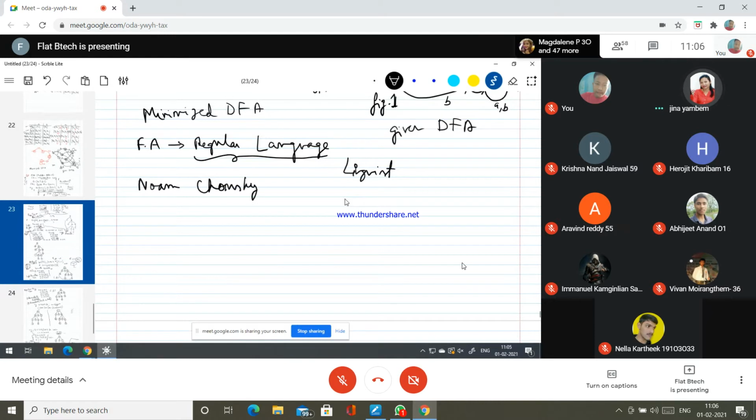Noam Chomsky, in 1956, he's a mathematician. He developed a mathematical definition of a grammar. I have already told grammar is the backbone of the languages. Languages we can consider like a collection of sentences. So grammar is the backbone of sentences. Once we understand this grammar, we can easily generate a language.